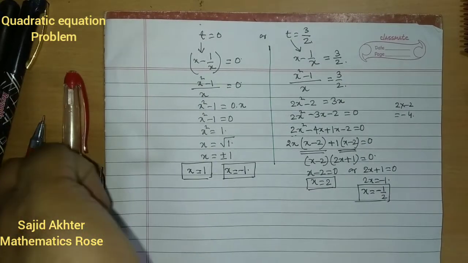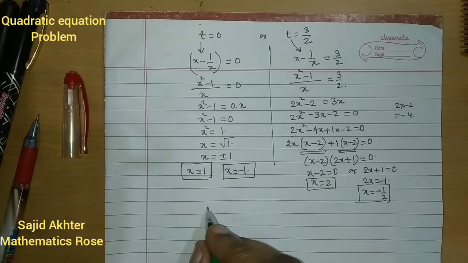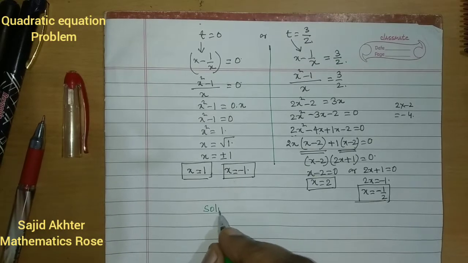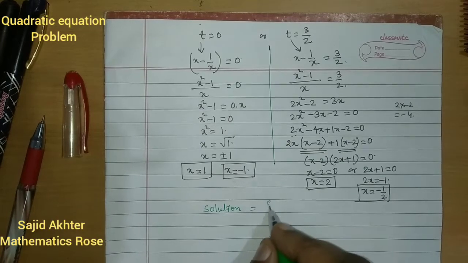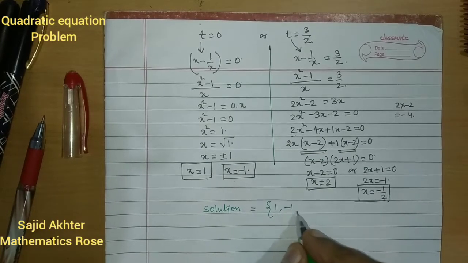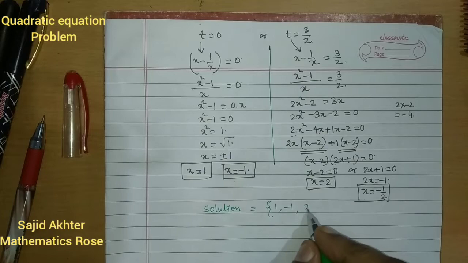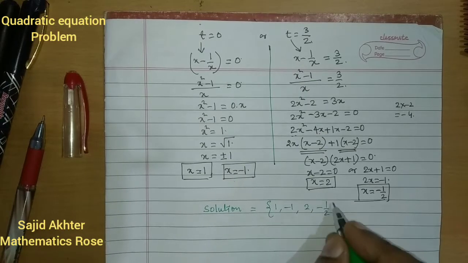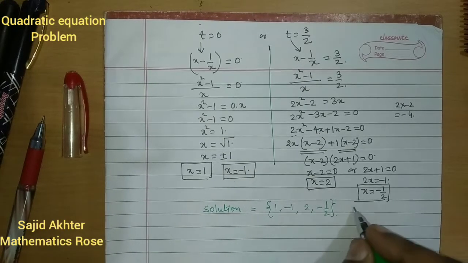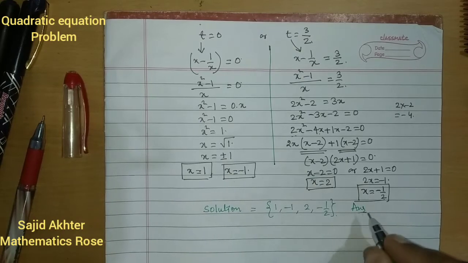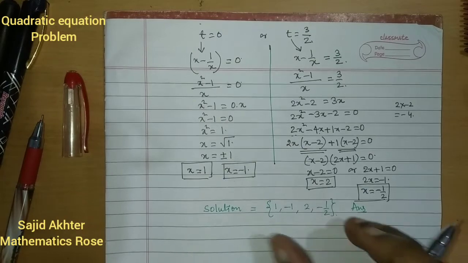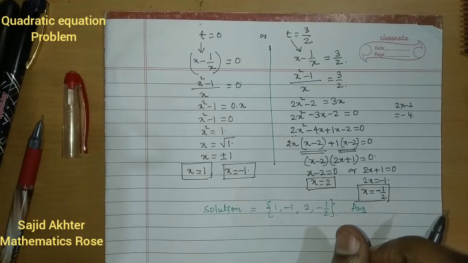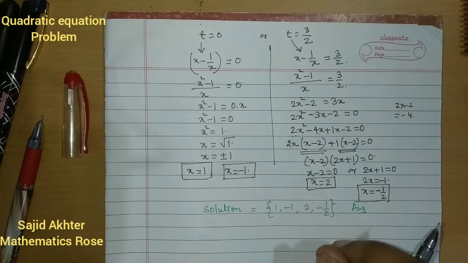I am just writing the answer. The solution of this equation is 1, minus 1, 2, minus 1 by 2. So these are the four answers of the question. So that's all. I hope all of these students understand. If four options are given, you will have to tick in this way.